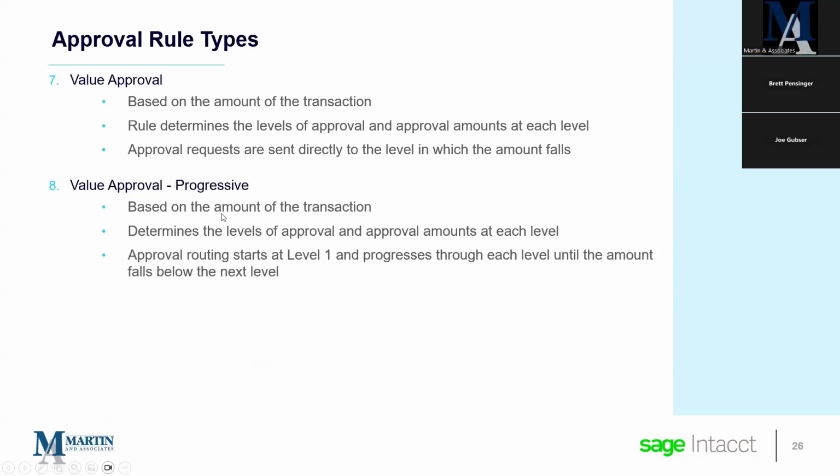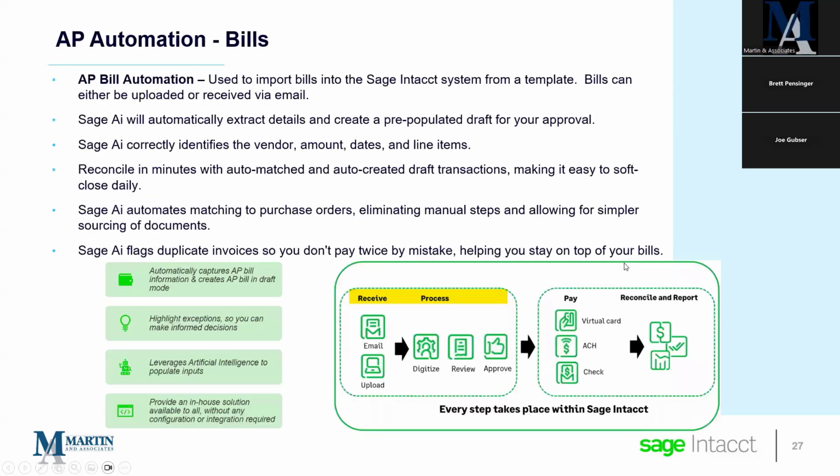That's more of the progressive one here. Sorry, the value-based just goes based on the amount of the bill, and it routes it to the person that has that level of approval. The progressive one is the one I mentioned earlier, where it routes from the bottom up until the person has the ability to approve that high of a level.